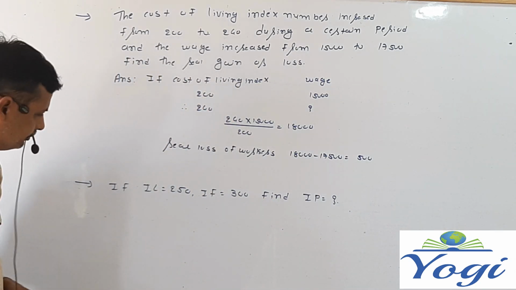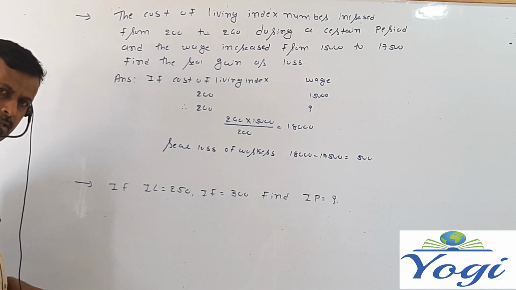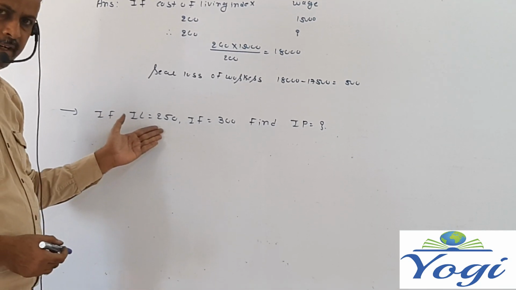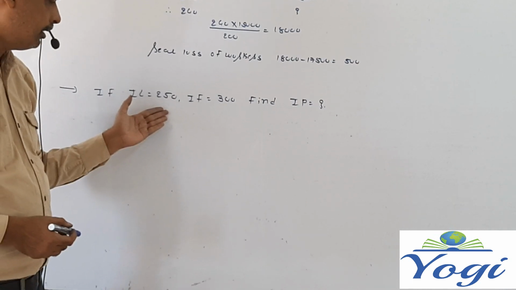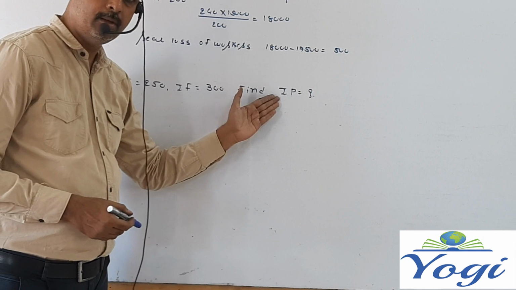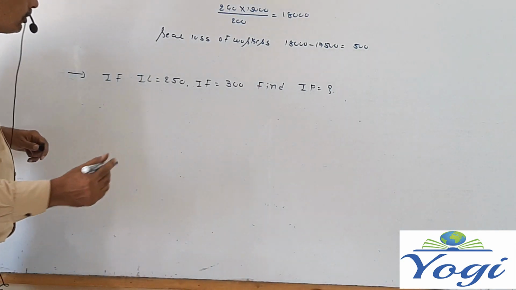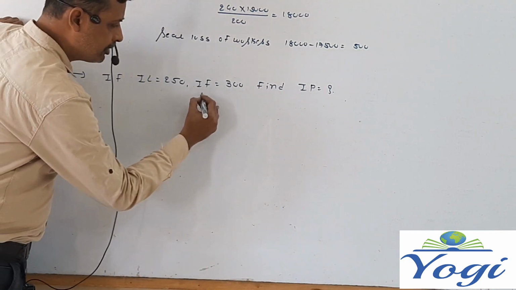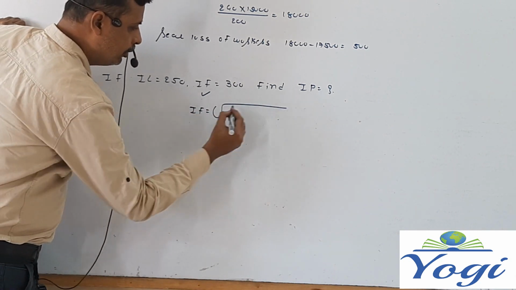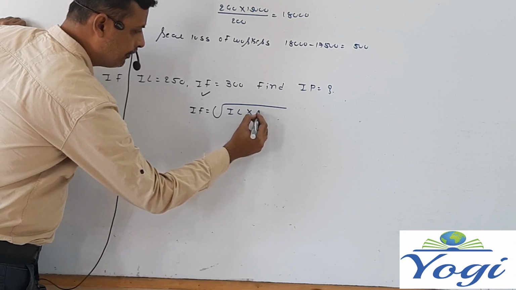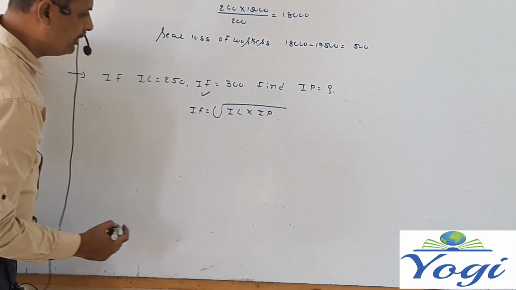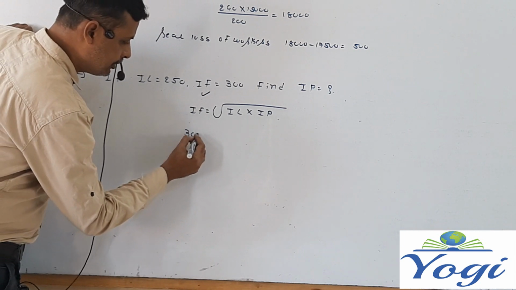Now in our second example, if IL, the last year's index, is 250 and Fisher's index is 300, find the index for the past. So firstly we apply the formula of Fisher's index. IF is under root IL into IP. Fisher's index is 300.